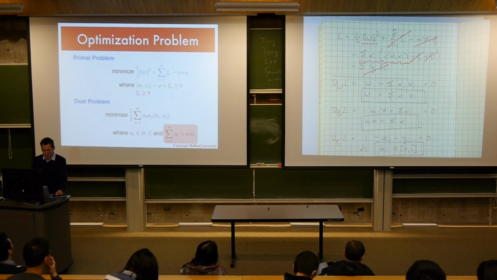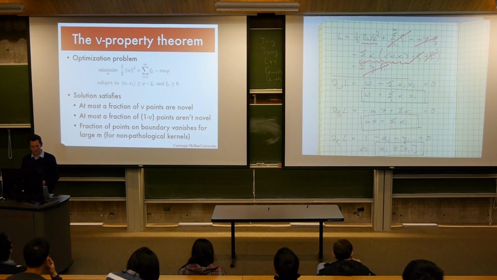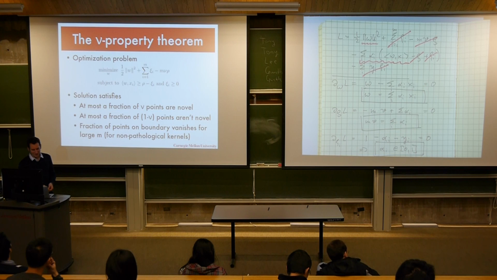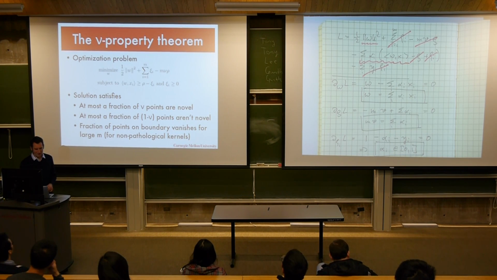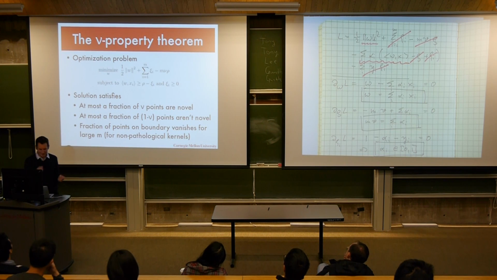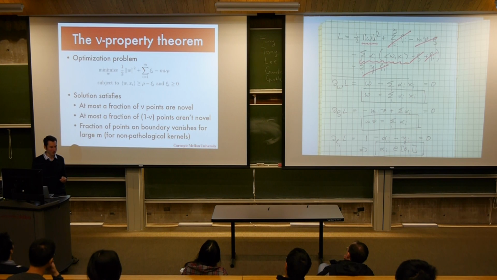Okay, so this is what gives us a dual problem. And so then we can just write out the dual problem. And as a matter of fact, we have a rather nice property. Namely, at most, as we discussed, the fraction of nu points are novel. And at most, the fraction of 1 minus nu points aren't novel. And the other thing, which is a little bit harder to show, is that the fraction of points on the boundary vanishes for large sample sizes.